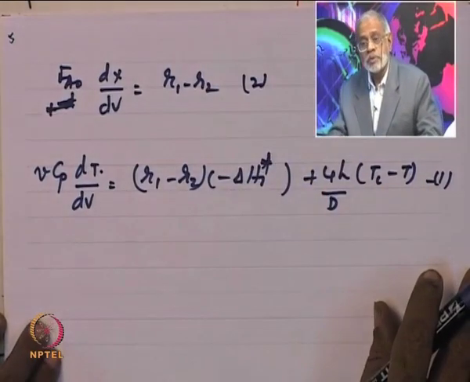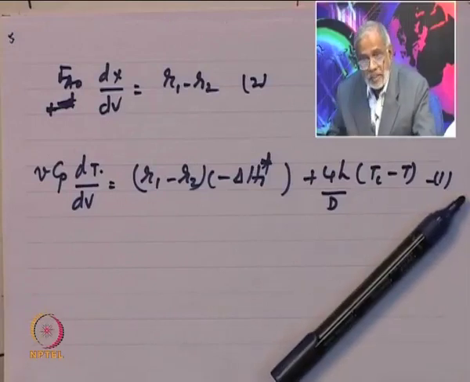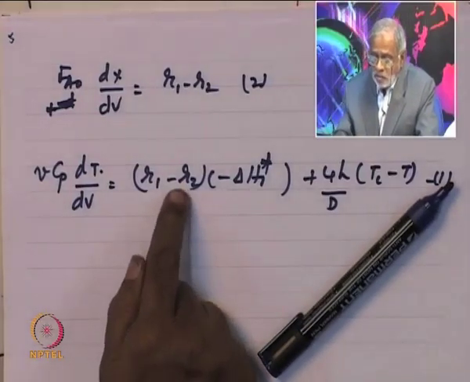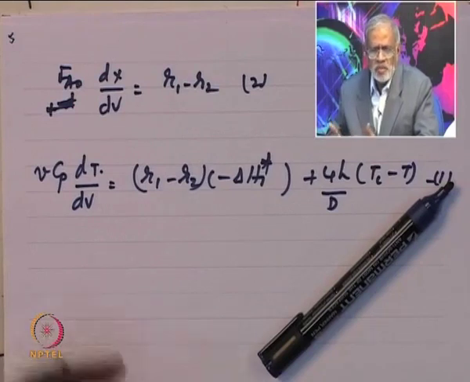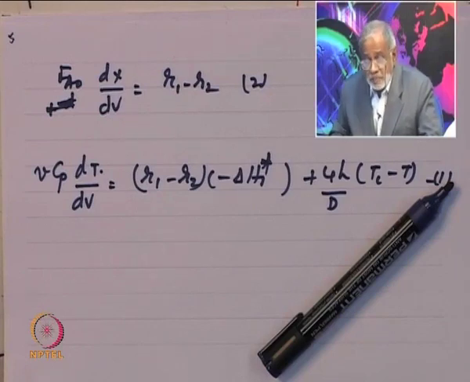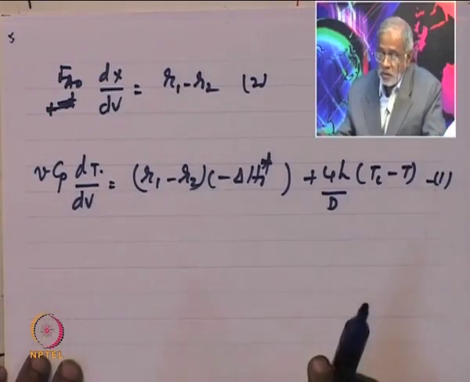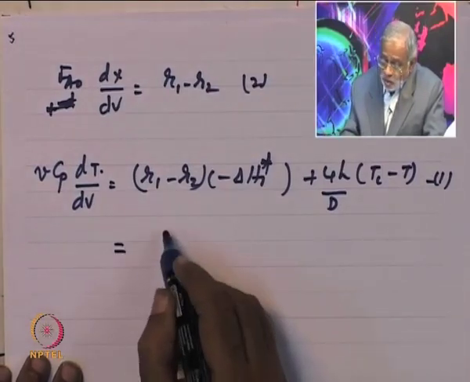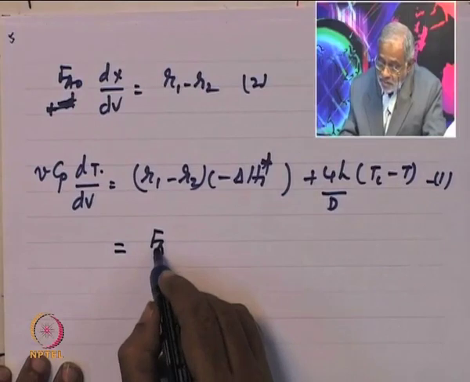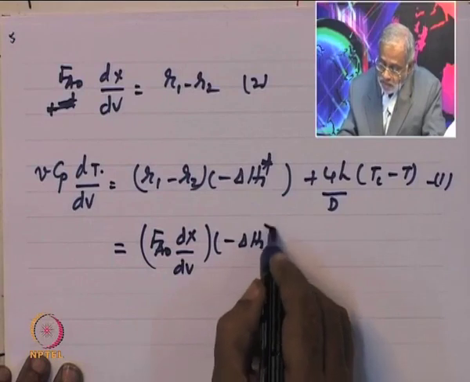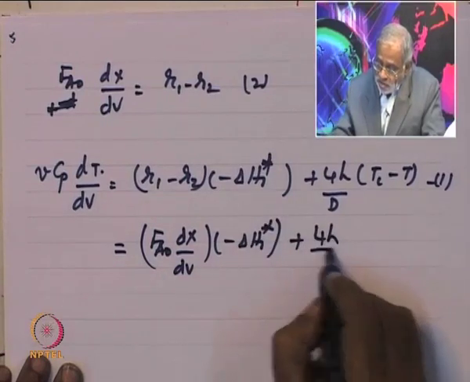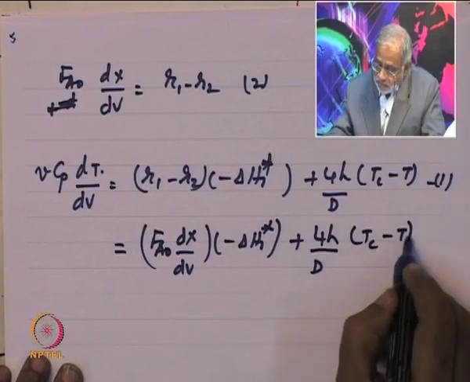Now, what we are trying to point out here is that R1 minus R2, if R1 and R2 are very large, we do not know whether it is large or small, we have no idea. So, in cases where R1 and R2 are so large that we are not able to measure them, clearly this is not going to be easy to handle. So, in such cases, we can replace this first term by dx/dV multiplied by minus delta H1 star plus 4H by d Tc minus T.